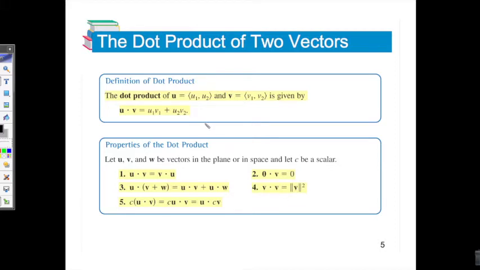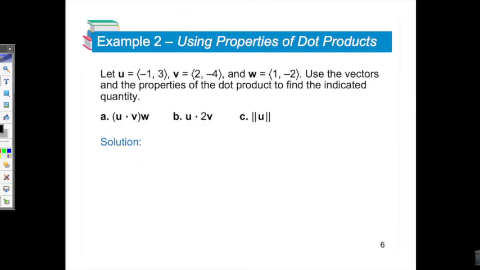But the more important definition is up top here, which is how do I actually compute a dot product? If I have two vectors u and v which are dotting, I am going to multiply their first two components, and then I'm going to add that to the multiplication of their second two components. So it's going to be this one times this one plus this one times this one. It can get a little confusing if you're not sure if you're multiplying the correct numbers together, but in general the operation isn't too bad.